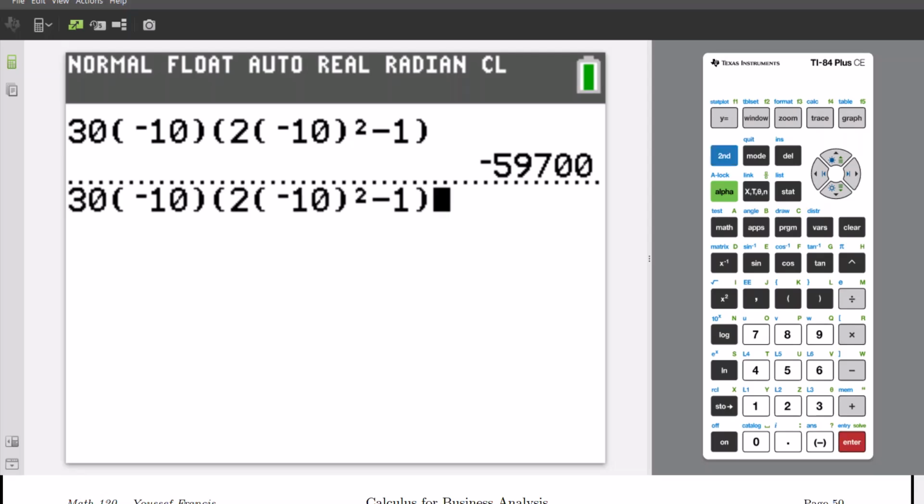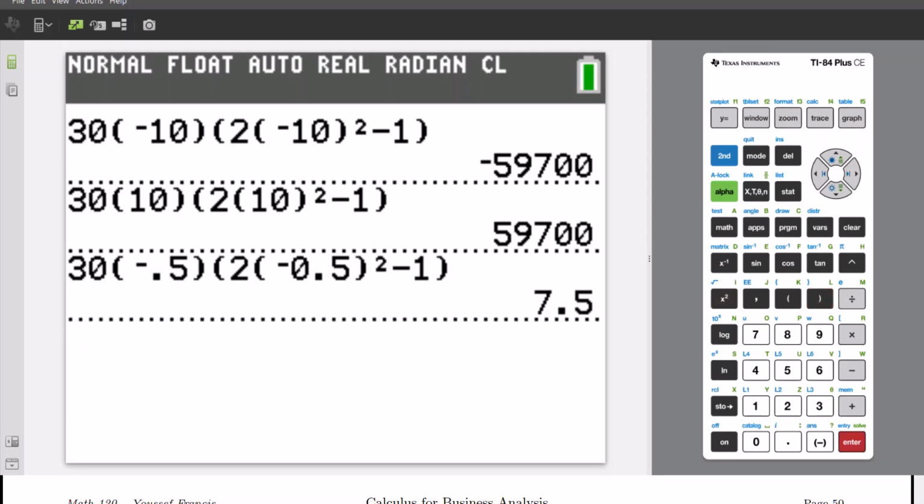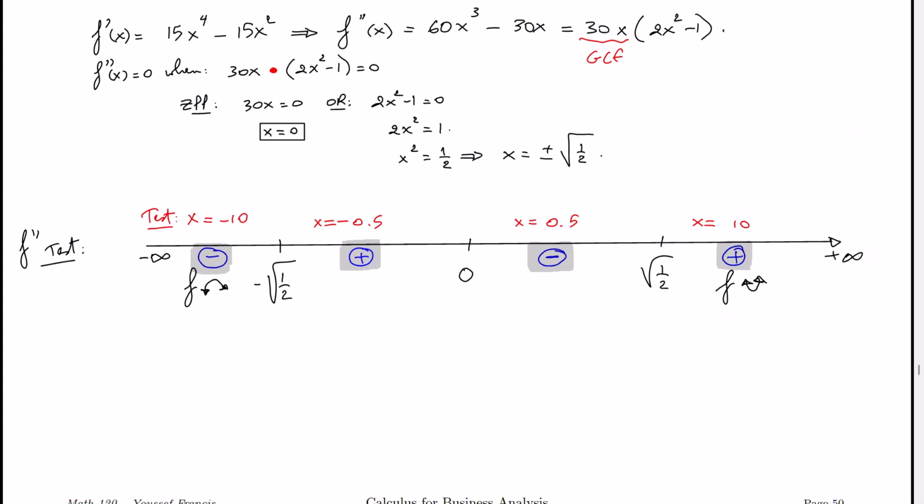For 10, you could just recall the previous entry, and just go back and delete the minus sign on the negative 10. And that's your test for the positive 10. And you'll see, again, it's positive, just like we said on paper. For 0.5, you'll do something similar. So let's start with negative 0.5 since I didn't do that by hand. So I'm putting the 30 times negative 0.5, and then I'm going to need to multiply it with 2 times negative 0.5 squared minus 1. And let's see, there's the answer, positive, and we said earlier that we expected a positive there as well.